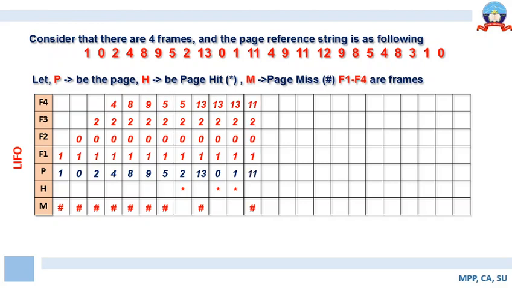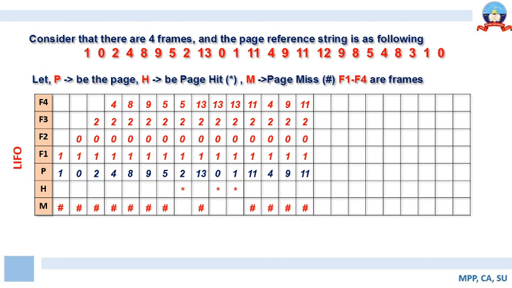Then after 11 there is a page reference to 4, so since 4 is not available in the memory, I'll replace the page that is there at the top of the stack. So I'll replace 11 with 4. Then there is a page reference to page number 9, so since page number 9 is not available in the memory, I'll replace the page that is there at the top of the stack, so it's page number 4 being replaced. Then after 9 there is a page reference to page 11, so page 11 is not available in the memory. I'll replace the element that is there at the top of the stack, so I'll replace 9 with 11.